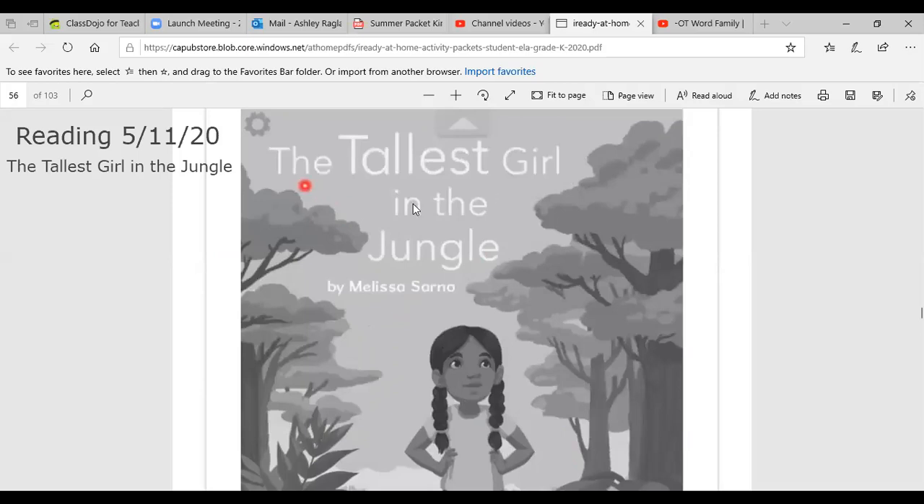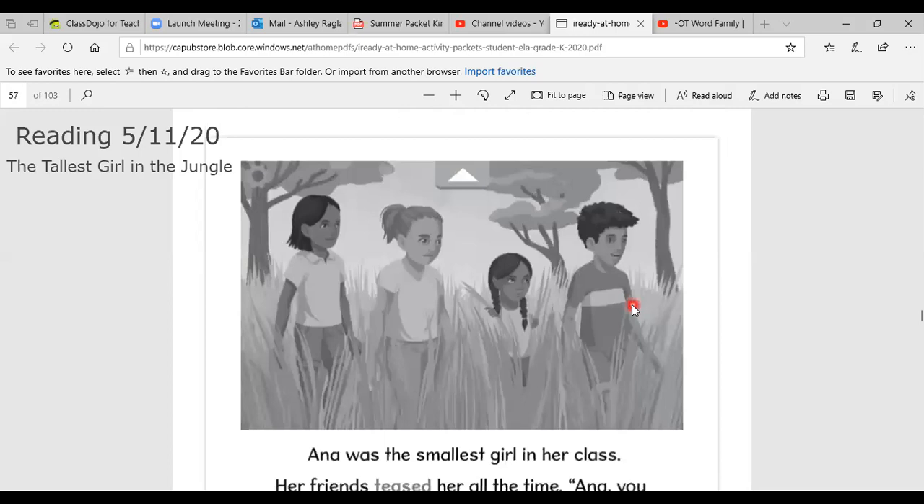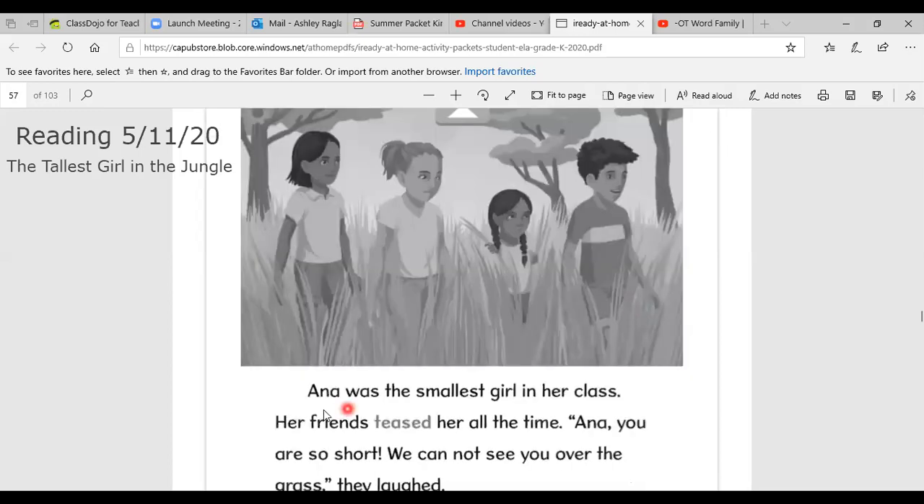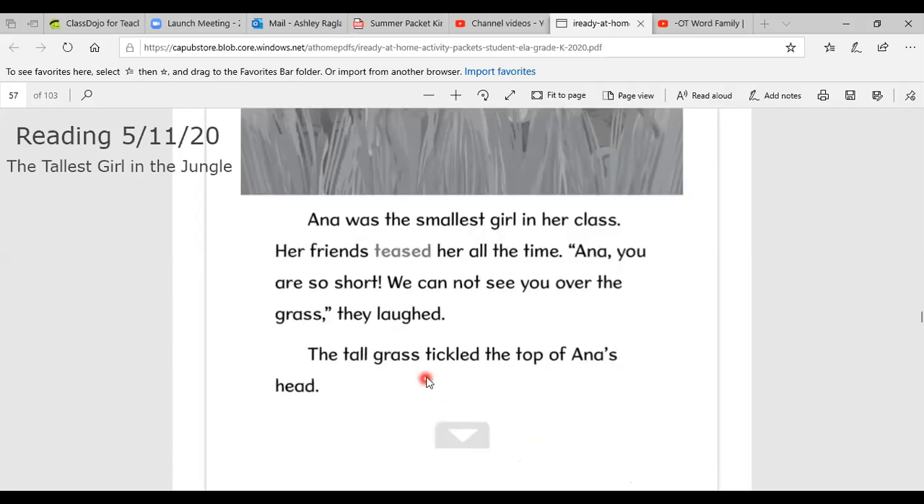The Tallest Girl in the Jungle by Melissa Sarno. Anna was the smallest girl in her class. Her friends teased her all the time. Anna, you are so short. We cannot see you over the grass, they laughed. The tall grass tickled the top of Anna's head.